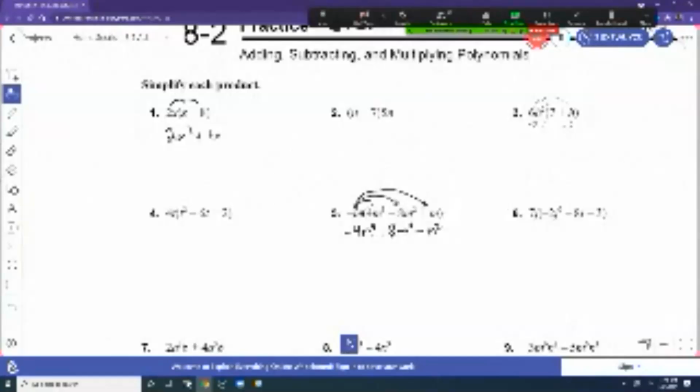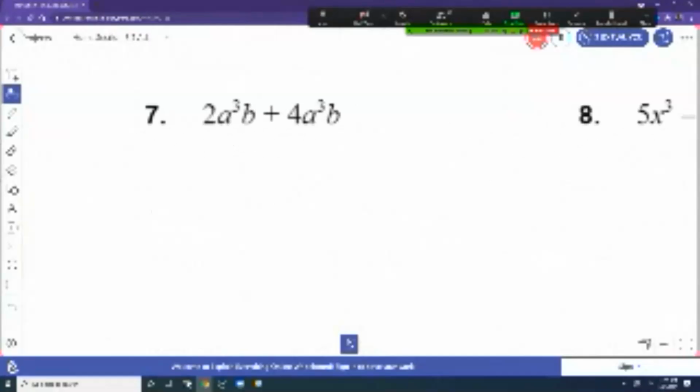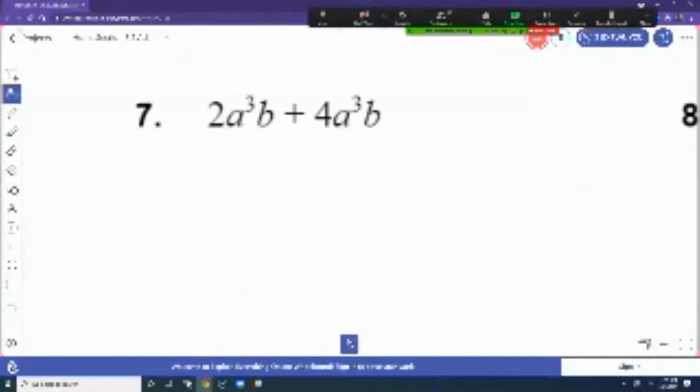Okay, so you're going to be responsible for 2, 4, 6. What are we doing for 7? Are we multiplying? We have 2a cubed plus 4a cubed b. Are we multiplying? No, we're not multiplying. What are we doing? Adding. You're combining like terms. So 2 plus 4. What's 2 plus 4? 6. So it's going to be 6a cubed. You're not adding the 3's. That stays by itself. 3b. That's it.